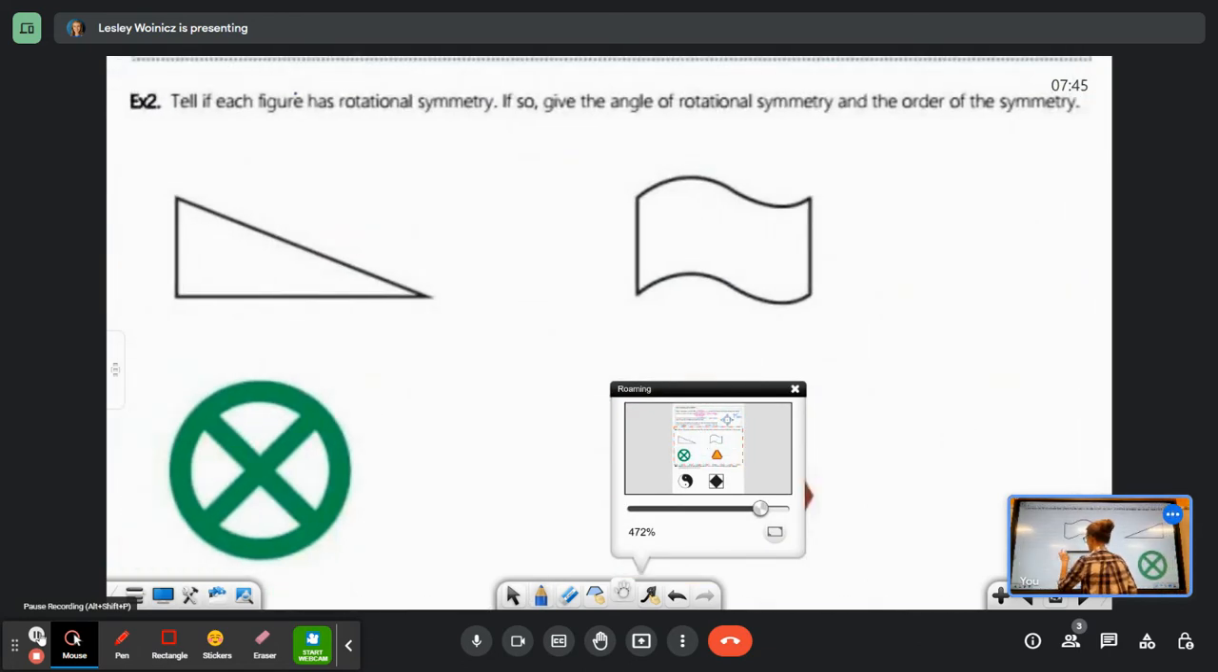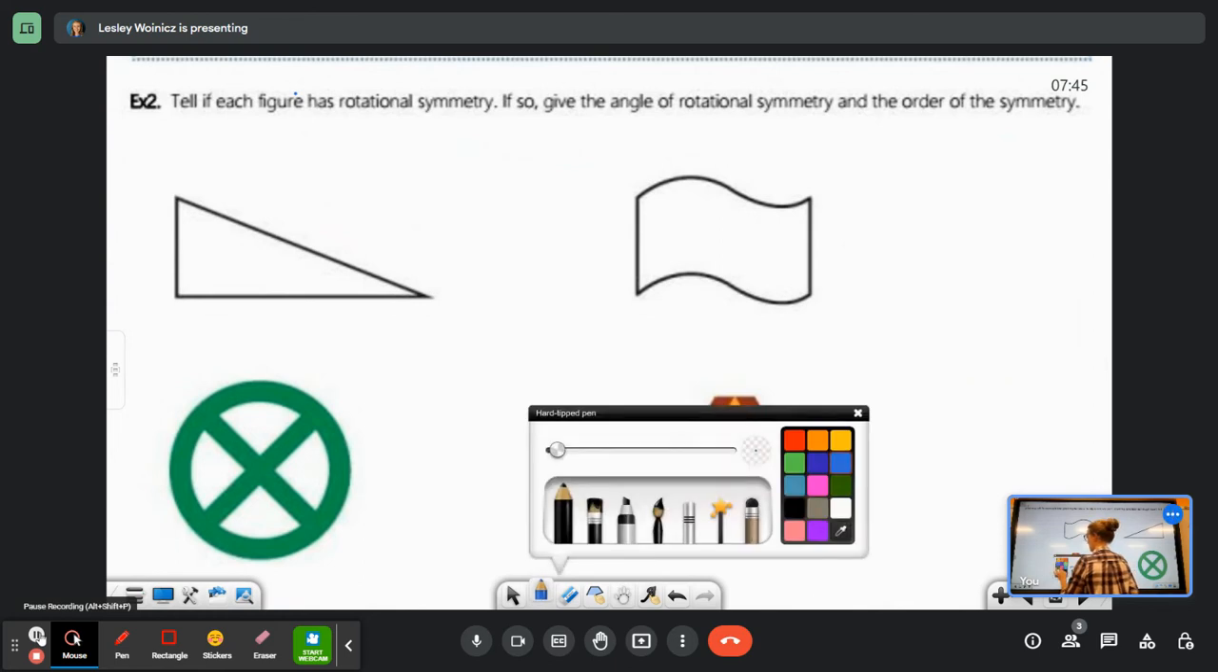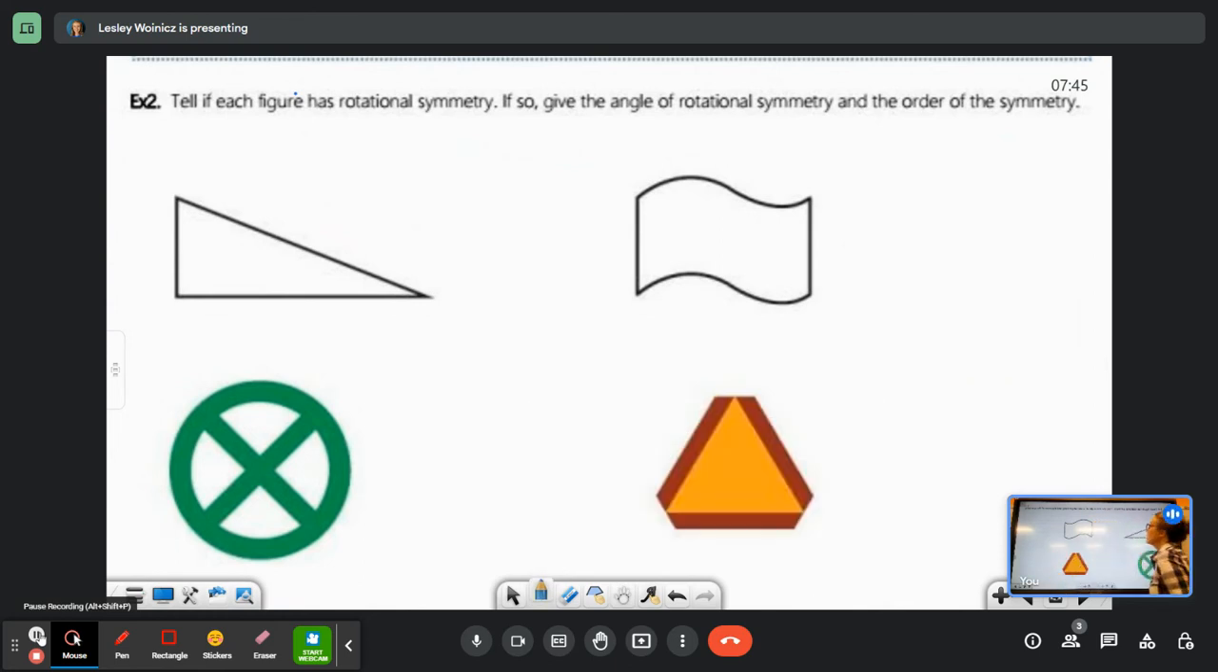So for these, just like with the line symmetry, we have to say whether it has rotational symmetry, and then we have to say the order. So if I start rotating this triangle, it's not going to line up on itself until I get it back to its original position. So this does not have rotational symmetry. This is a big old no.